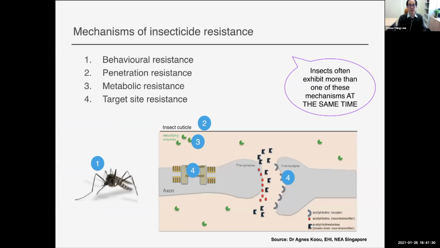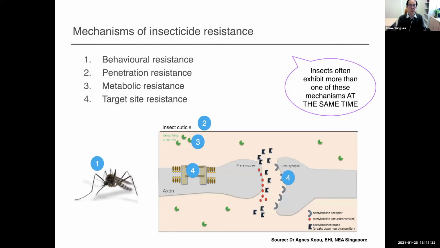In terms of mechanism of resistance, this again has been mentioned before by the previous two speakers, so I will not go into detail again. Generally, there are 4 different types of mechanisms. The first one is behavioral resistance. Then you have penetration resistance, metabolic, and lastly, target site resistance. The first two, behavioral and penetration resistance, are considered at present as minor resistance mechanisms, whereas the last two are considered the major resistance mechanisms.